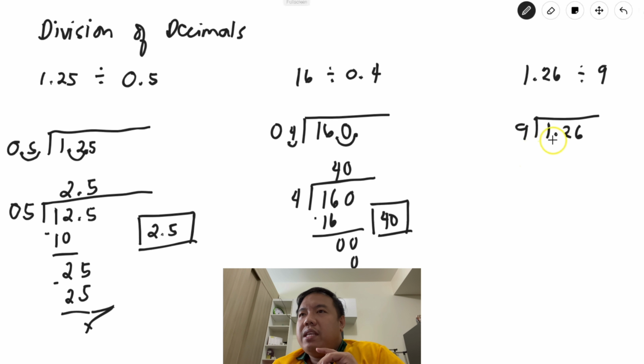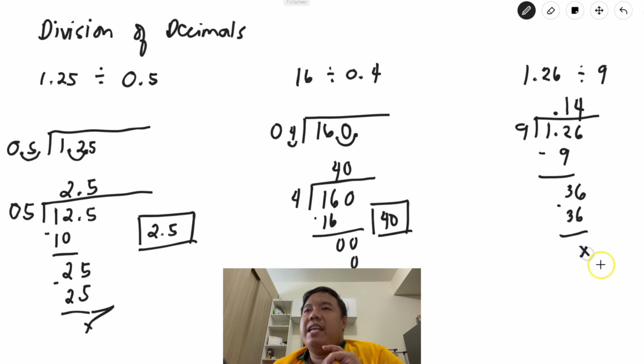Since this is already the decimal point, ilang 9 meron kay 12? Isa lang po. Then, multiply. And then, subtract. So, 3. Then, bring down 6. How many 9s are there in 36? 4. Very good. Then, multiply the quotient. It's 36. Then subtract. Then you'll have. So final answer is 0.14.